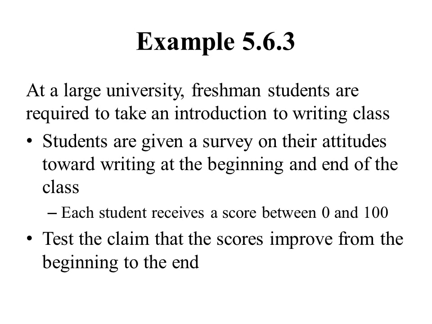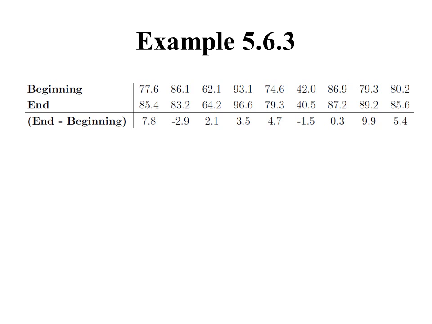What we want to do here is look at whether scores improve overall, or decrease overall, or what's going on. We're going to look at some data in a minute, but specifically we're going to test the claim that scores improve from beginning to end. Now here's the data that we're going to use. We have randomly selected 9 students from this class, and we have recorded their beginning score and their end score.